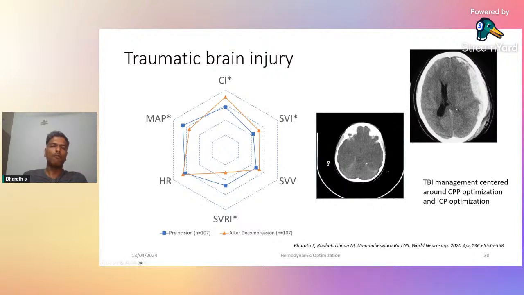Whereas patients who have much more diffuse injury, like diffuse axonal injury or diffuse cerebral edema, are much tougher, because here it is very important for us to know what the ICP is and whether the cerebral perfusion I am keeping is adequate or not. For these patients, it is more important to determine whether what we are maintaining is adequate. So TBI management as of now is centered around optimizing the cerebral perfusion pressure and reducing the ICP.